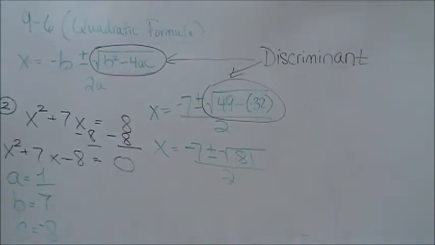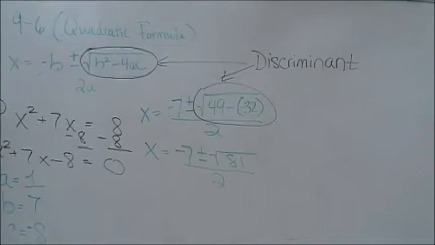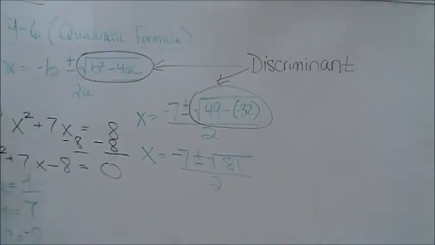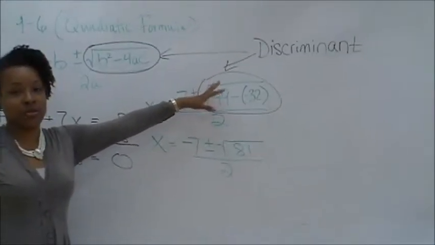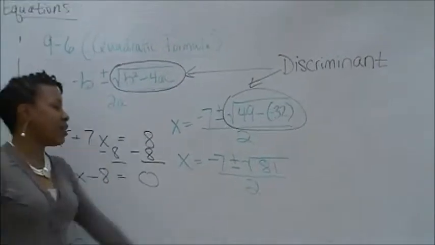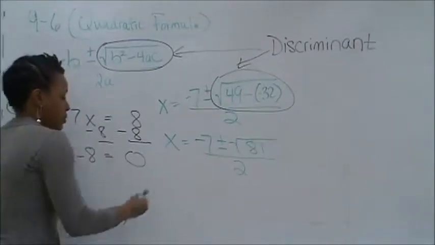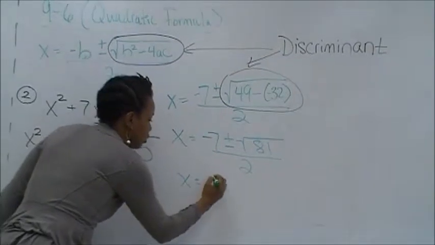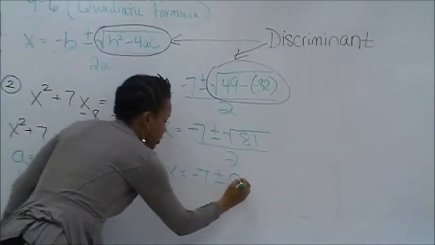So we never got the answer yet. We're working on the answer. Just making sure, that's just putting the numbers in the formula. Okay, now, what's the square root of 81? 9. Very good. You see, we broke that discriminant down. No more discrimination.